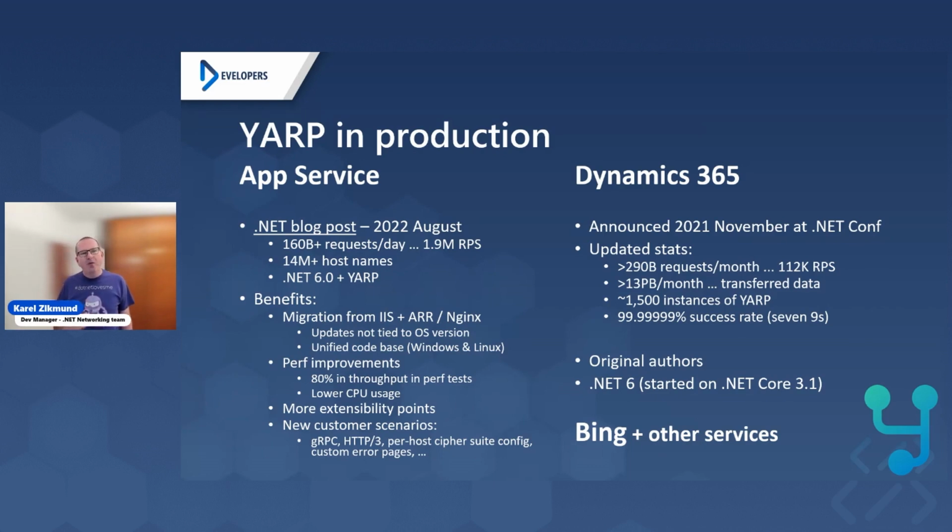Now, why would a large service like Upservice move to YARP? Here are the benefits they got, and obviously they looked at it upfront: are we going to get benefit or not? First, they used to have IIS plus ARR on Windows, and on Linux they used Nginx. So they had this dual configuration, different ways. Keeping it the same was not so nice. And YARP worked the same way on both.